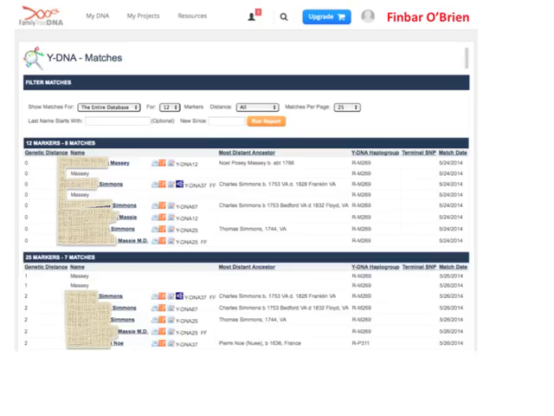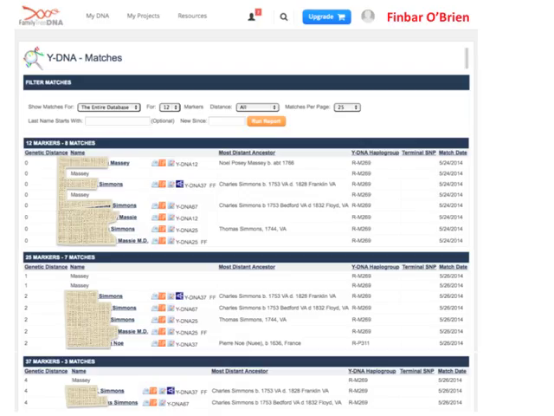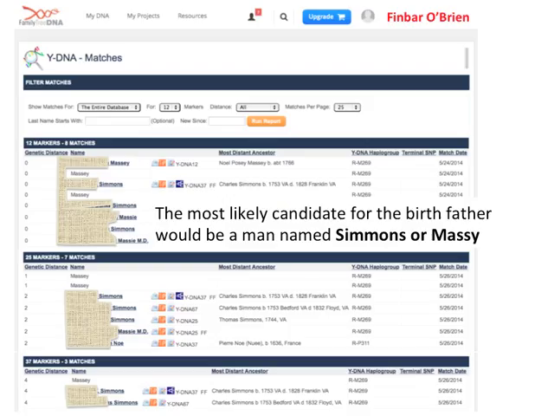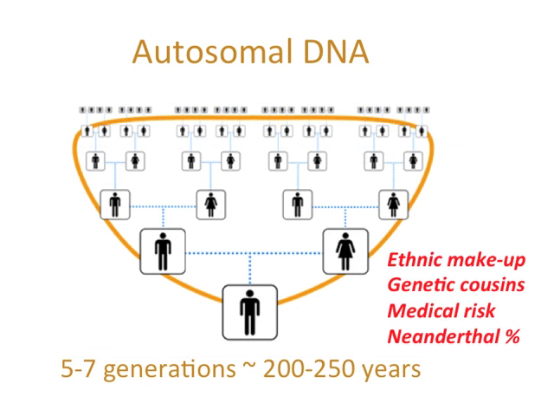If he goes up to 25 markers, then he's got Massey, Massey, Simmons, Simmons, Simmons, Massey, and no. And if he goes up to 37 markers, he's got Massey, Simmons, and Simmons. So those two names are still within his matches. So this gives him a very, very good lead. He should be looking for people called Simmons, or he should be looking for people called Massey. And that's the most likely candidate for the surname of his biological father. So Y-DNA can be very, very useful in about 10 to 15% of cases.